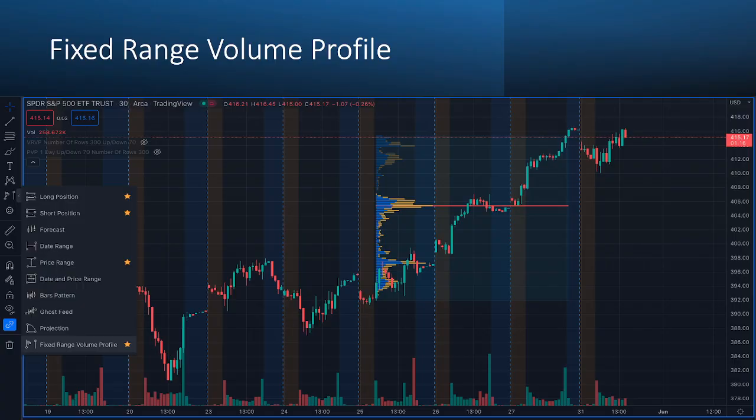Now this is actually a really cool tool that a lot of people don't know about, and it's the fixed range volume profile.